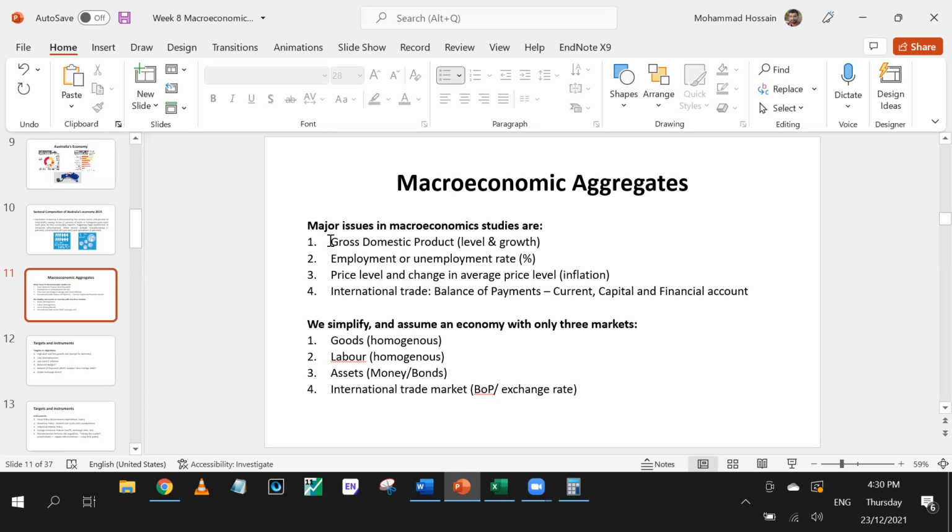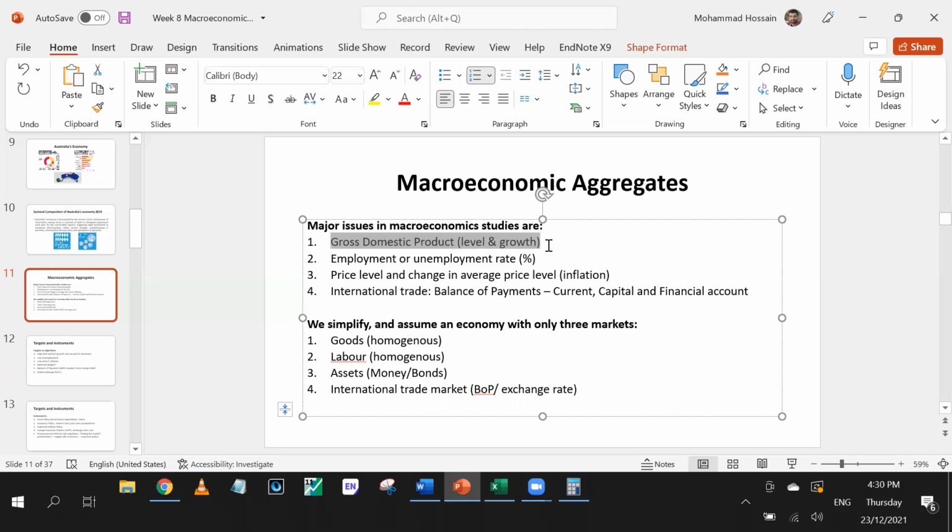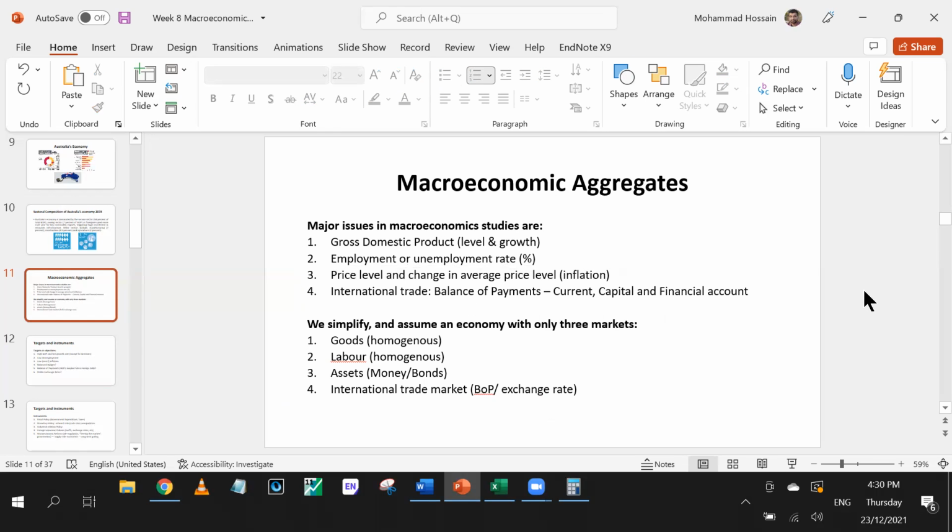So GDP is about goods and services. Employment, unemployment is about the labor market. And inflation is about prices, asset values. Okay, international trade, balance of payment, actually, those things. Okay, these are the things we discuss in macroeconomics.